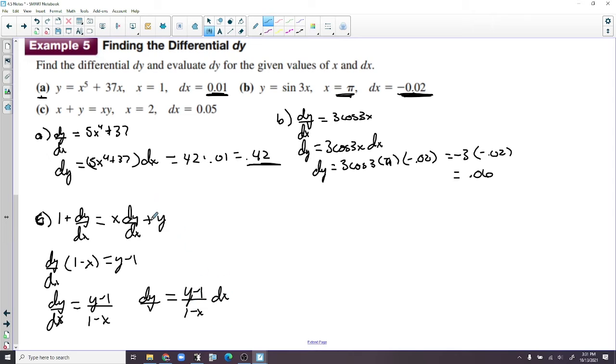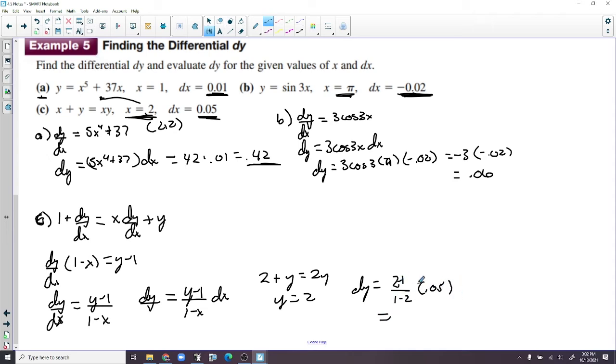Well, now the derivative is based on y and x, but we only have x. So let's plug 2 in for x here. We get 2 plus y is equal to 2y. If we subtract the y over, y is equal to 2. So really we have the point (2, 2). Now we evaluate this. dy is equal to (2 minus 1) over (1 minus 2), times the dx, which is 0.05. So 1 over negative 1, so negative 0.05. When x changes by 0.05, y changes by negative 0.05.